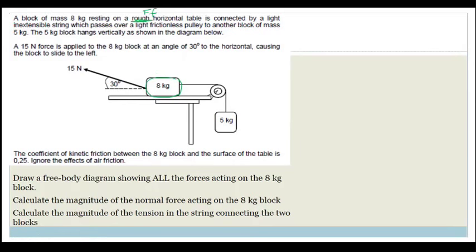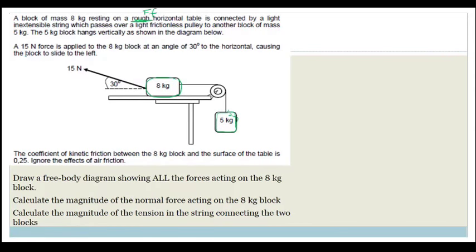What does it mean? It doesn't stretch. Inextensible means that it doesn't stretch, which passes over a light frictionless pulley, which means it doesn't participate in this equation in either sum whatsoever. We don't care about it. To pull another block of mass 5 kgs. Okay, the block hangs vertically as shown in the diagram.